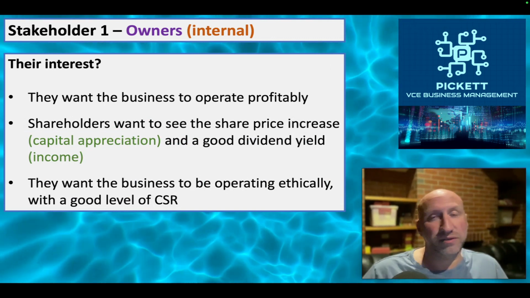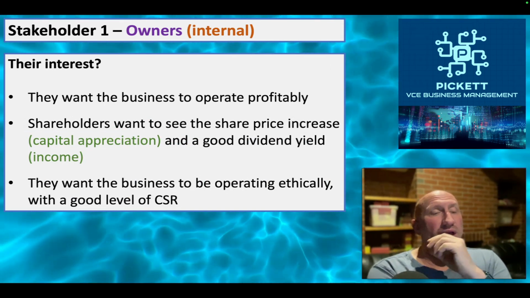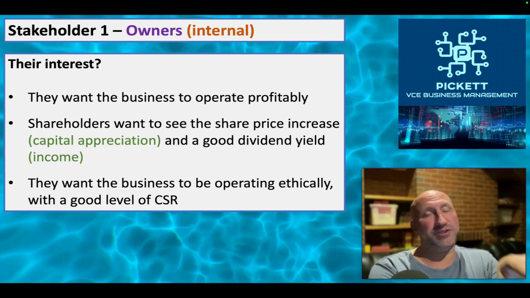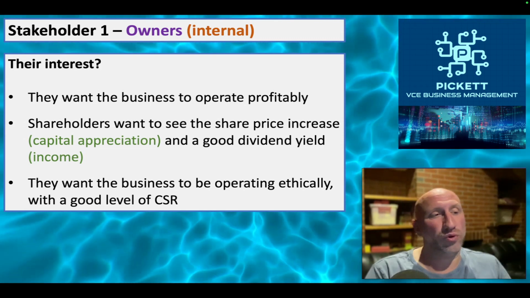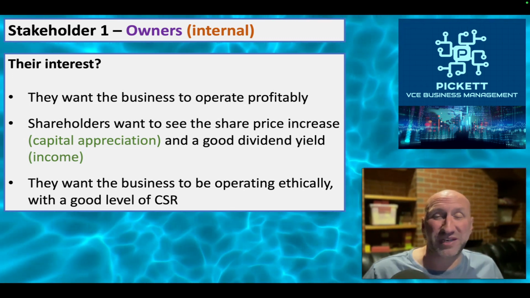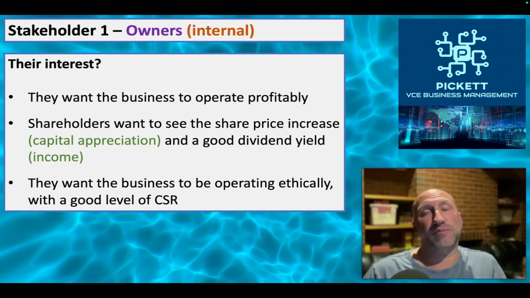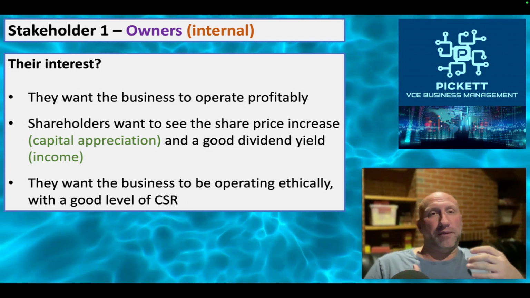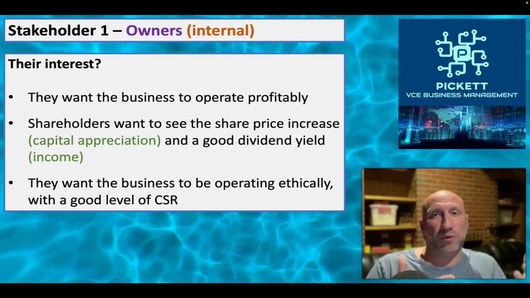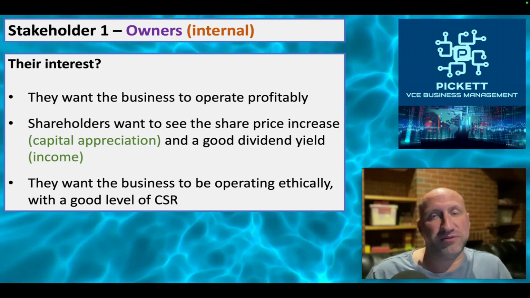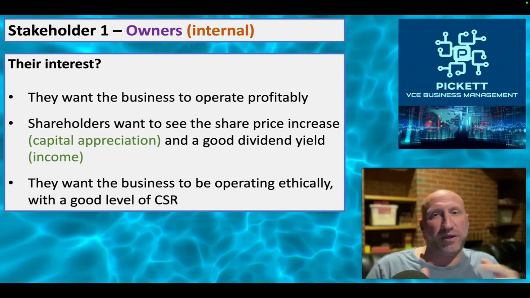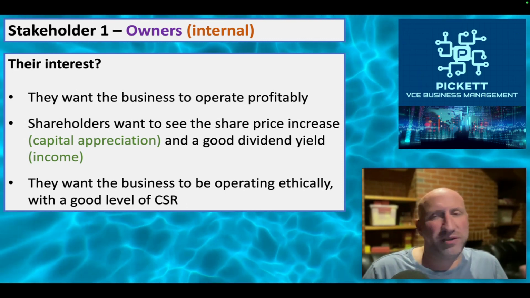Now, shareholders, remember we're talking about a company here, and when we're talking about this second bullet point, we're really talking about a public company. So we're talking about shares here. Shareholders in a public company would want to see their share price increase, which means they're getting capital appreciation. Capital means something that you own. If you own shares in a business, you want the share price to go up, because for every dollar the share price goes up, your asset, your capital, increases by $1 multiplied by the number of shares you own. That's pretty straightforward.